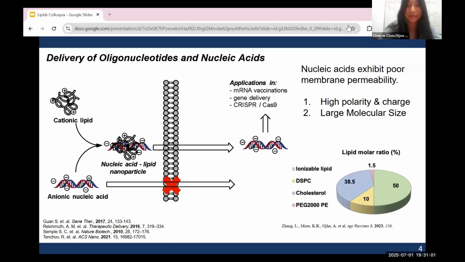Okay, sorry. One possible solution is to use lipid nanoparticles, which we refer to as LNPs, because their positive charge can help neutralize these anionic nucleic acids and help them get through the membrane. So in the bottom right corner, you can see a pie chart showing the molar ratio of lipids that are used for LNP formation. This shows that ionizable lipids, which we chose to use in our study, are already really common in medicinal chemistry.